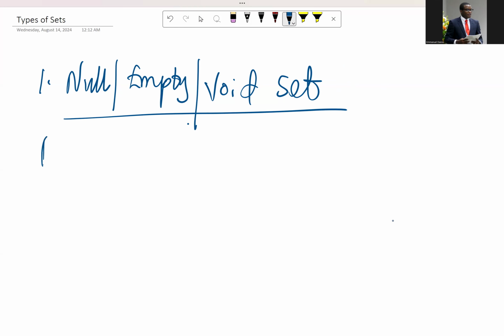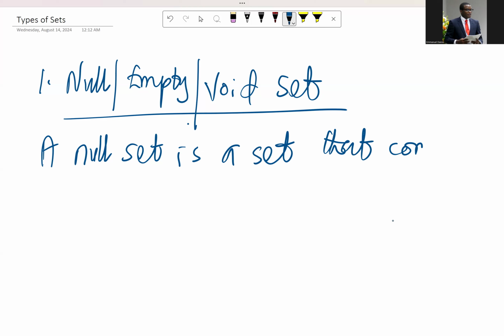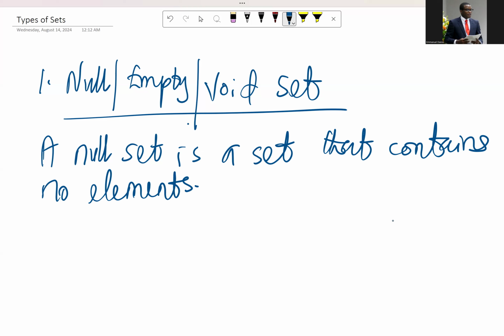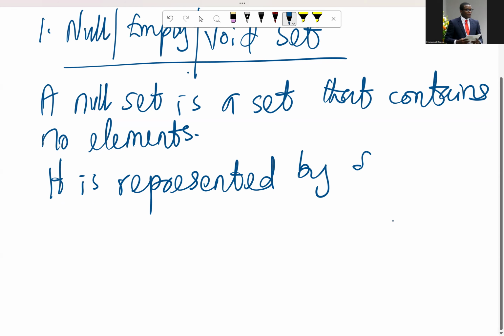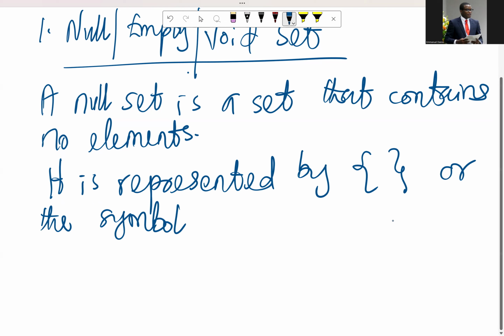And we need to understand that a null set, also known as an empty or void set, is a set that contains no elements. Any set that contains no elements is actually empty. It is represented by empty curly braces or the symbol that looks like this: a zero with a line crossing it.